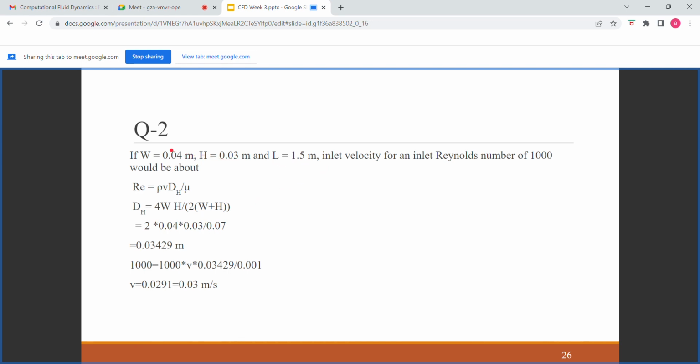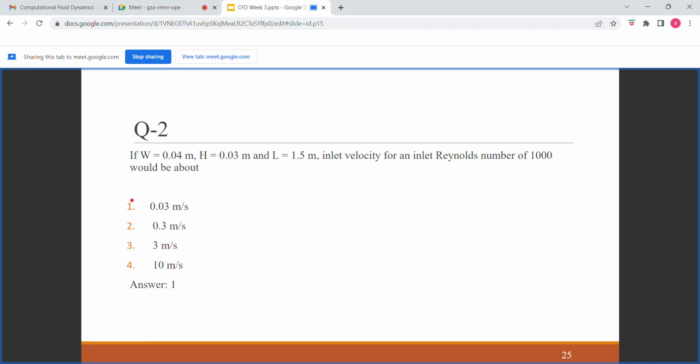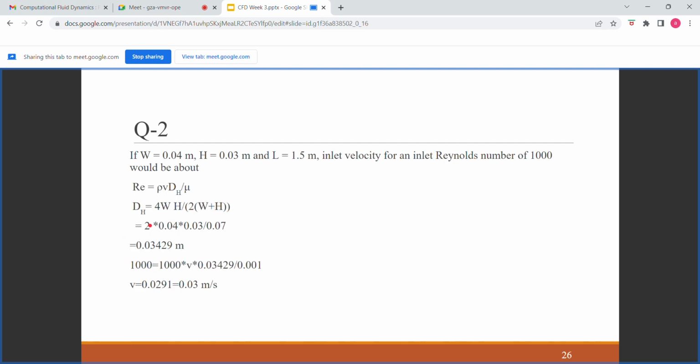So the question is, if W is equal to 0.04 and H is equal to 0.03 meter, and length is 1.5 meter, the inlet velocity for an inlet Reynolds number of 1000 would be what? It would be about 0.0291 or 0.03 meter per second. In the options, 0.03 meter per second is given, which is the correct answer, and it is not 0.3 or 3 or 10 meter per second. All these answers are not appropriate. So the answer is 0.03 meter per second.